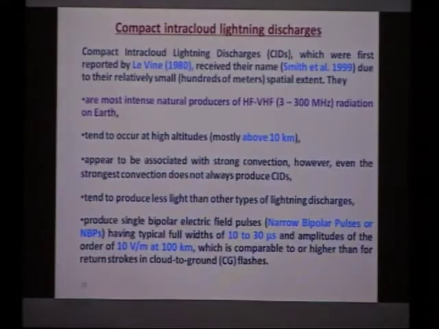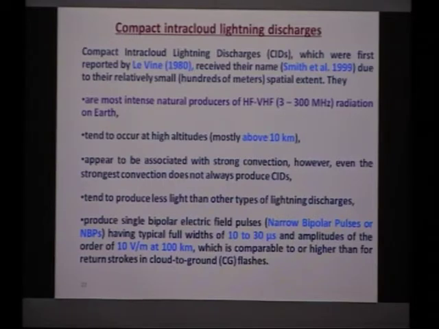The strongest HF and VHF radiation is produced by so-called compact intracloud lightning discharges, or CIDs. They're called compact because the channel length for these discharges is of the order of hundreds of meters, significantly shorter than the length of channels of cloud-to-ground discharges, or particularly cloud discharges, which could be many tens of kilometers long, as we saw in the previous application.